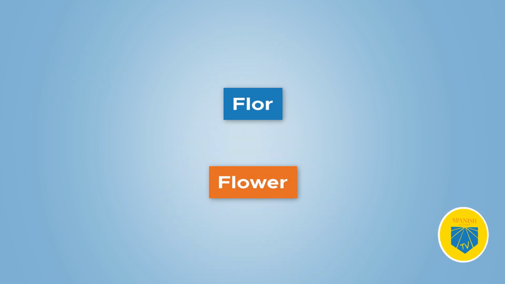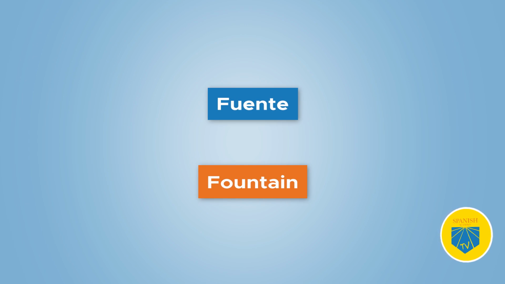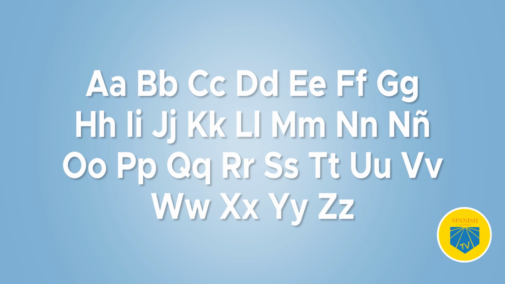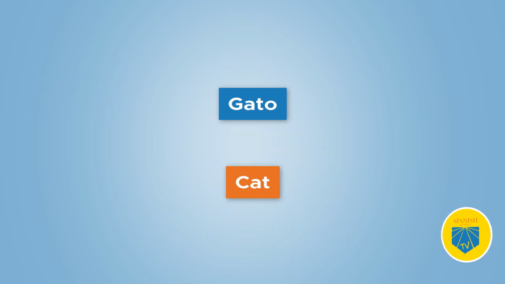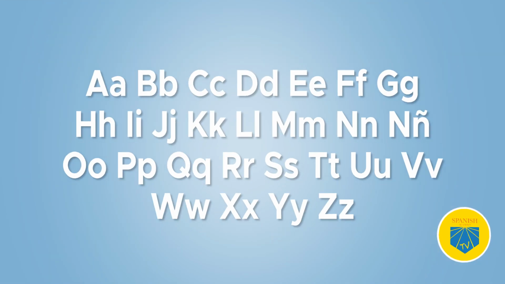Some of the words that start with the letter F are flor, fuente. That's it! Good job! Now, let's go on to the letter G. Practice saying these words. Gato, gorro. The next letter is the H.